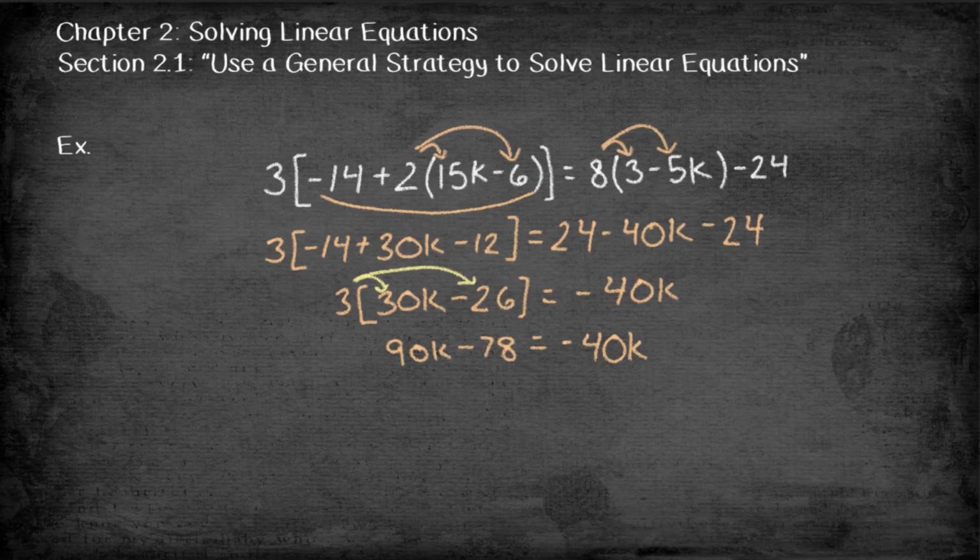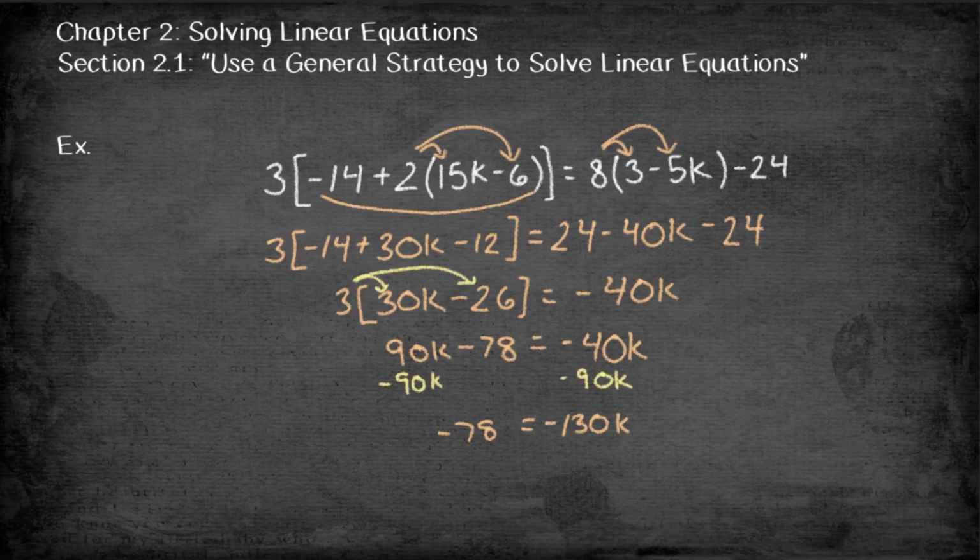I want to collect all the variables on one side. I'm actually going to do that by subtracting 90k from both sides. And on the left-hand side, I'm left with negative 78. On the right-hand side, I'm left with negative 130k. So you see, by doing that, I don't have to do anything else. I have one side with a constant and one side with a variable.